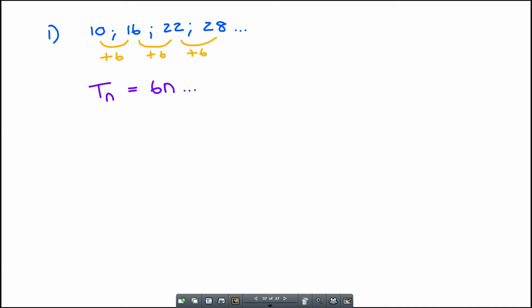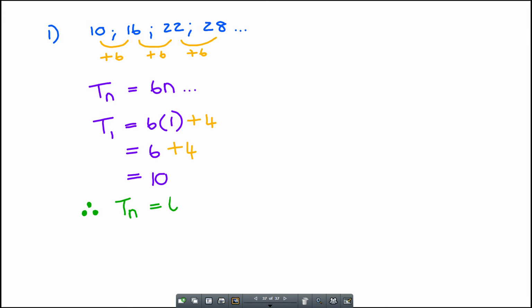So then we go test. So I'm going to say term 1 will be 6 times 1, and that actually gives me 6, but I'm supposed to get 10. So what did I have to do? I had to add 4 every time. So therefore, my general term or the nth term would be term n is equal to 6n plus 4.